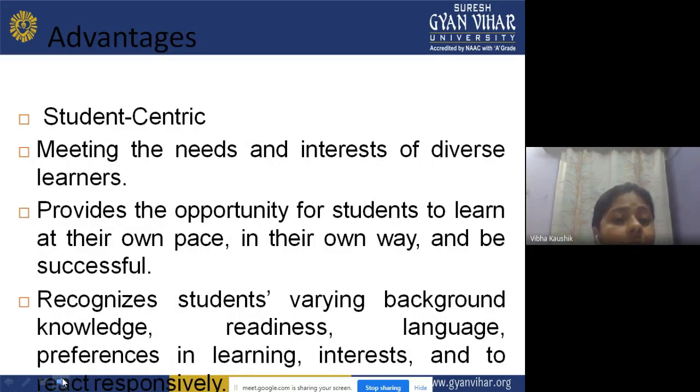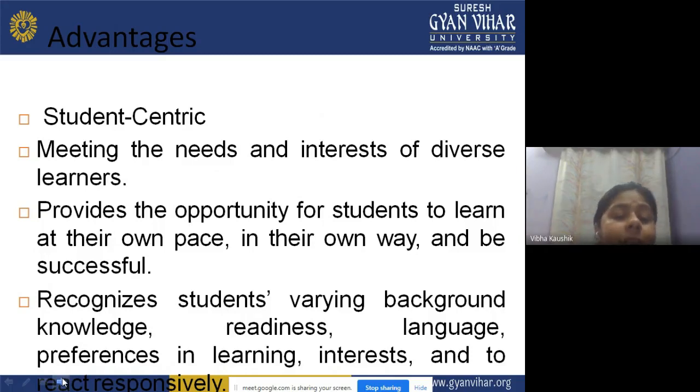Now, what are the advantages of individualized instruction? The first one can be called student centric. What do you mean by student centric? The focus of the teaching learning process is on the student. The student is at the center. The teacher is not at the center. All the teaching learning processes are designed in such a way that students are at the center and students should be more benefited.